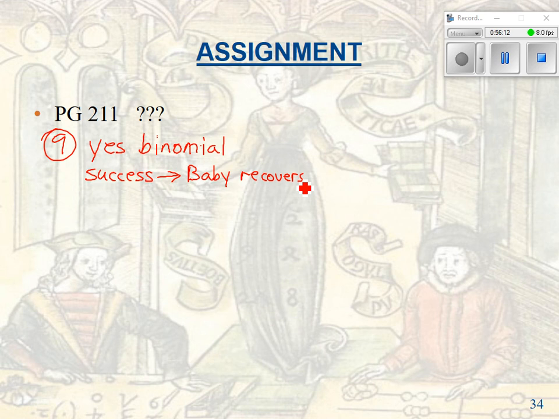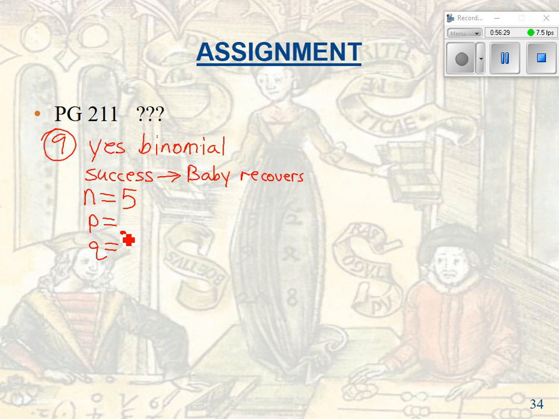Find N, P, and Q. So we want to find N, P, and Q. What's N? 5. Is it 5? Is that right? I'm not looking back at the problem. Yeah, so 5 babies, yeah.